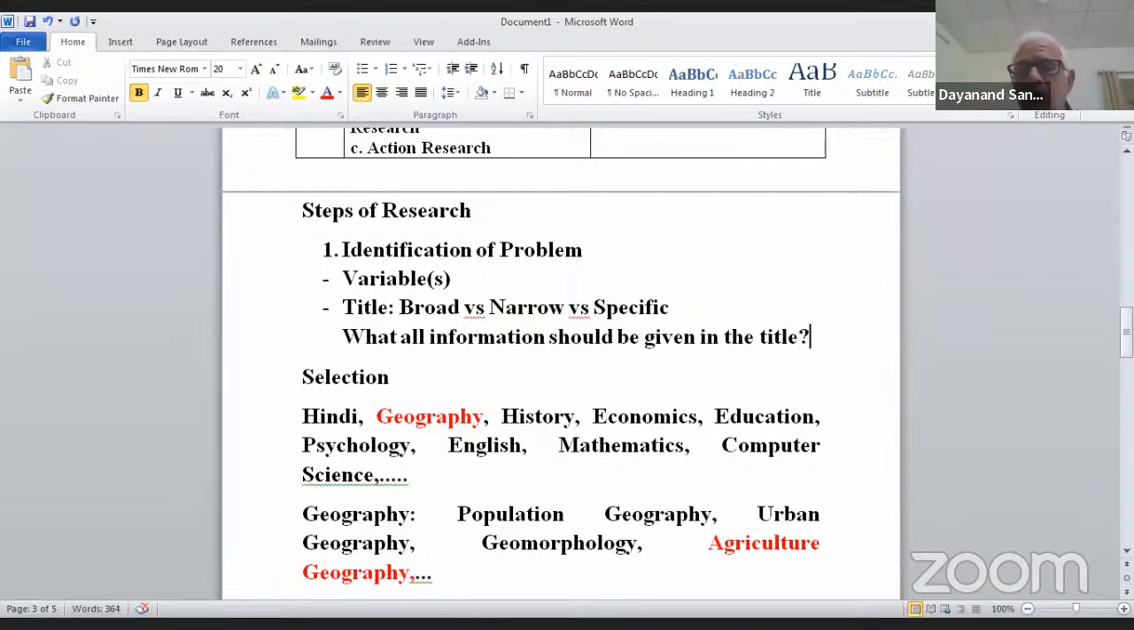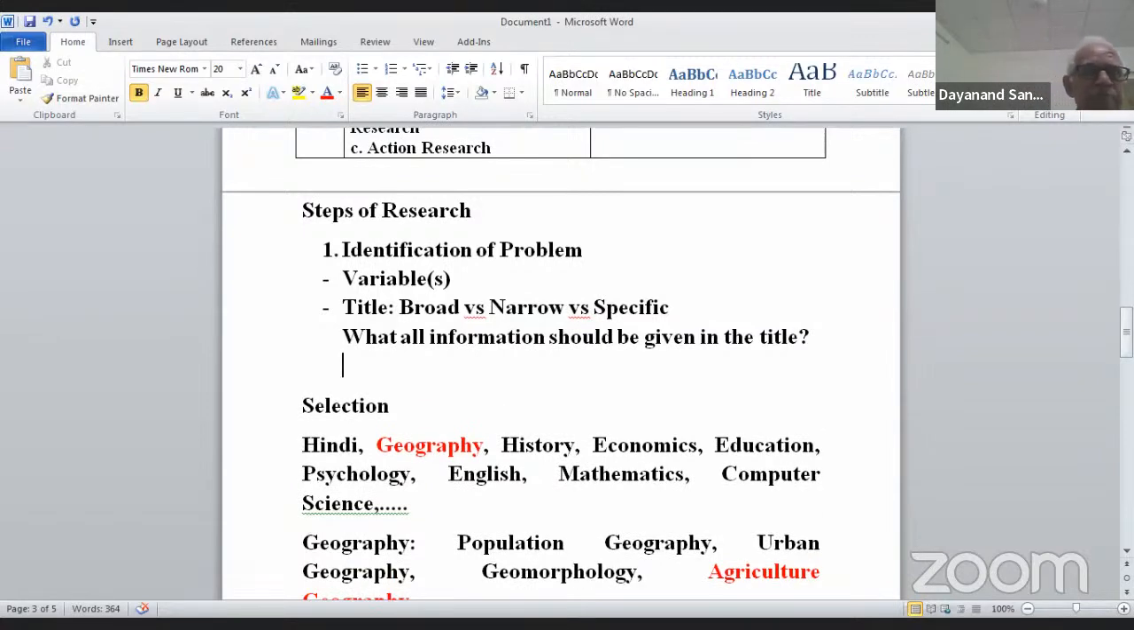If you have not given the required information in the title, then your title is not complete. Then your title is technically incorrect. So as a researcher, you must know what all information must be given in the title. Then you must know: can a title start with the word "to"?